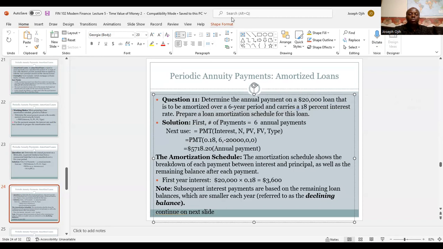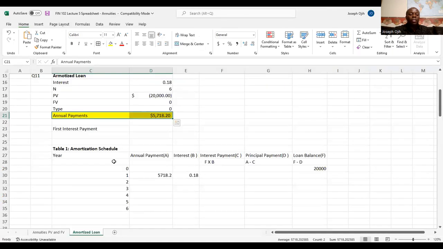So the first thing we do is to have the columns for the column names for our table. Year, there are 6 years, so I put 1 to 6 years, and payment amount, annual payment, interest, then interest payments, which represent the amount that goes to the interest when you make your payment, and the principal payments.